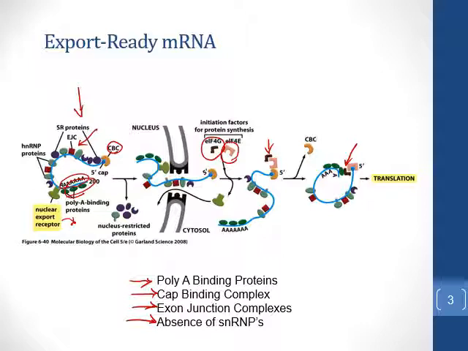Once the mRNA is fully processed and ready to go, some proteins are going to be involved in exporting it. Some of those proteins are going to get kicked off as it moves through the nuclear pore complex, which we'll talk about later. And then the cap binding complex is going to be replaced by these two other proteins that are going to create this circular mRNA.